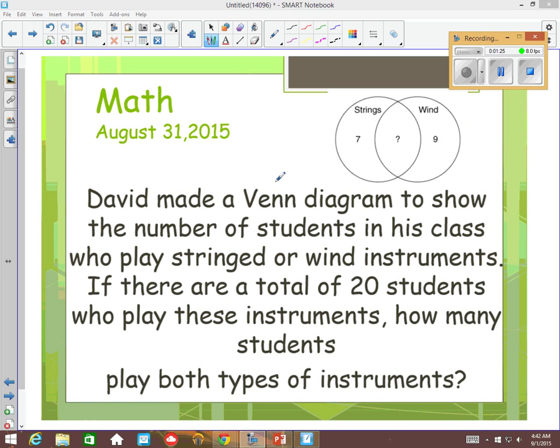Now this is a math problem. David made a Venn diagram to show the number of students in his class who play stringed or winged instruments. If there are a total of 20 students who play these instruments, how many play both types? So what goes in this area to add up to be 20 and they play both? So the answer would be 2 that play both. So if you add up 2 wing plus 9, 2 wing plus string, you're going to get 20. So the answer is 2.